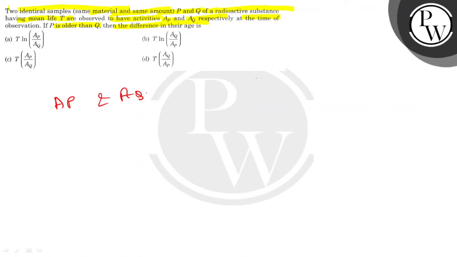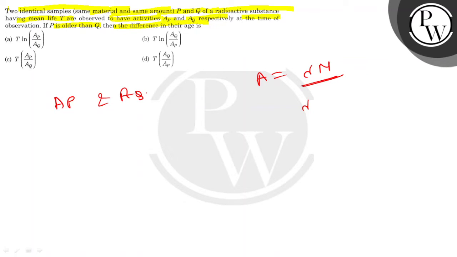हम जानते हैं कि एक्टिविटी कैसे लिखते हैं. Suppose that activity is lambda into N, the number of nuclei at a time t. Okay, so we can write this in terms of the number of nuclei like this, because lambda will be the same for these two, because lambda is a material based property.